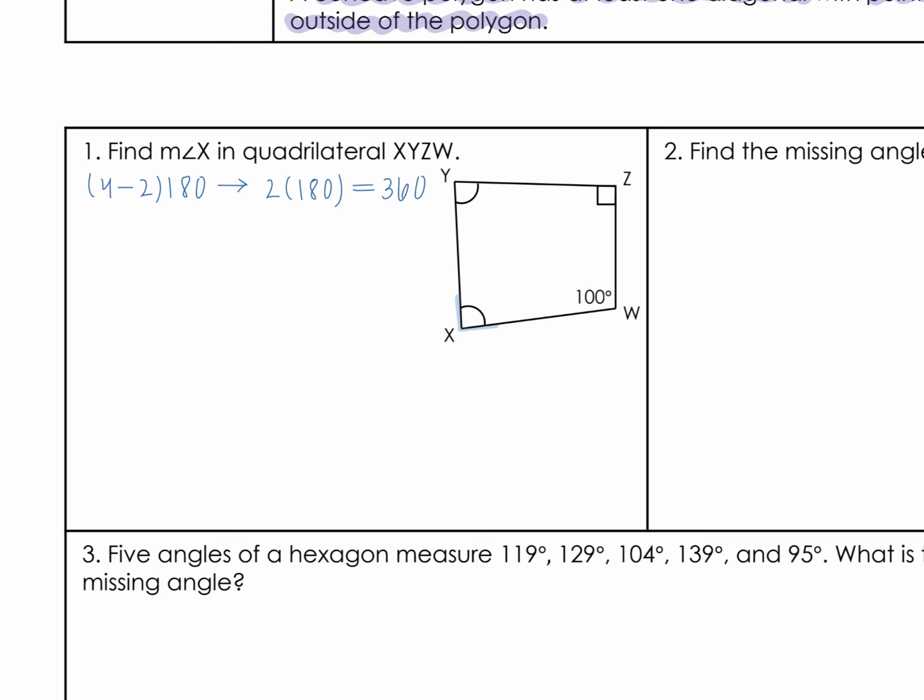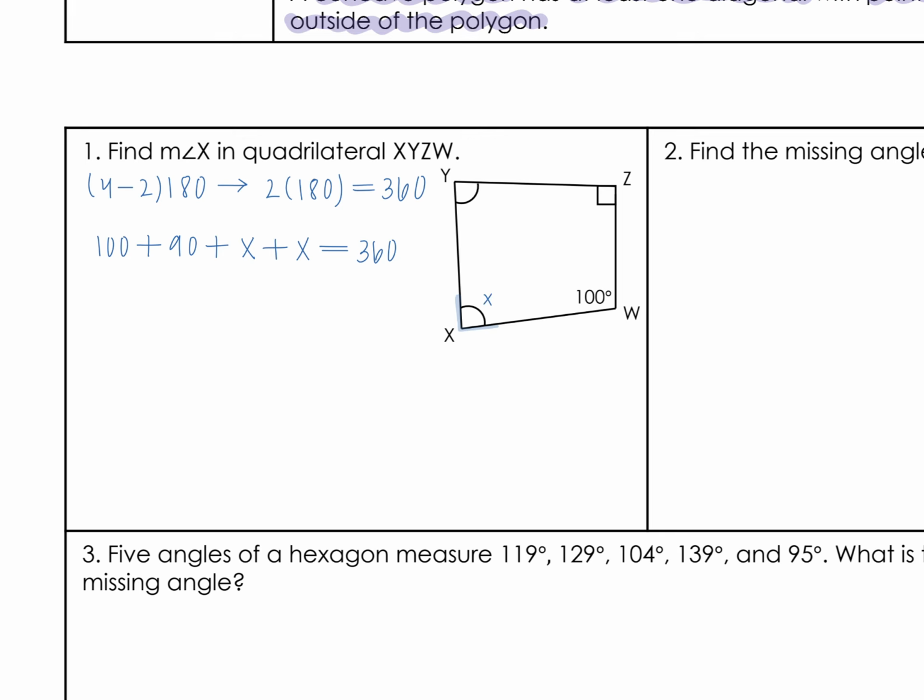Okay, so we have 360 degrees total. We currently know that angle W is 100 degrees. We know that Z is going to be 90 degrees. And then we can say that we've got, I'm going to call it X, plus another X is equal to 360. Okay, so I'm calling this X.